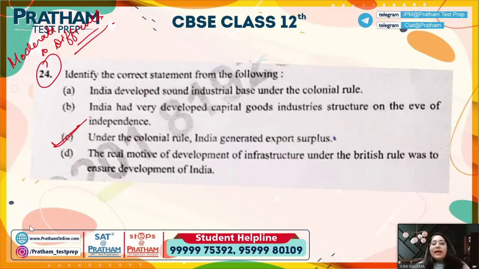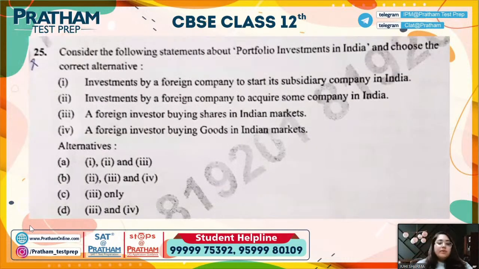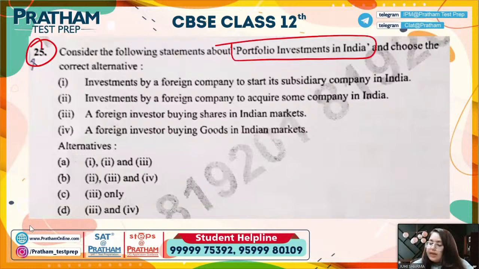Okay. So, yes, now moving on to question number 25, we have: consider the following statements about portfolio investment in India and choose the correct alternative. Portfolio investment is being discussed. Here, whenever portfolio investment is discussed, one option is that a foreign company started a subsidiary company in India. That is one option. Another is the investment made by a foreign company to acquire some company in India, right?